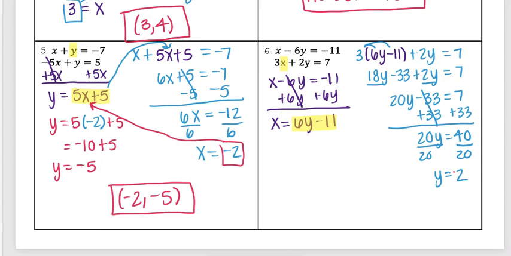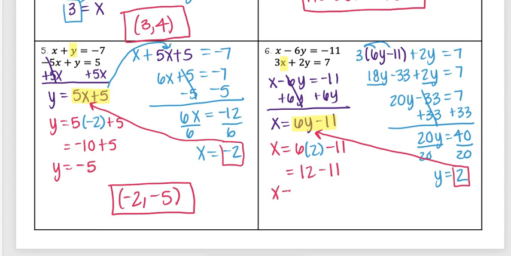So I have that value. Now I need to find what my x value is. So using the equation I already isolated, I'm going to substitute this value for 2 into my y. So now instead of 6y, I'm going to have 6 times 2 minus 11. Well, 6 times 2, I get 12. So I get that x is equal to 1. So I have my x value, I have my y value. Very last step, I am going to put that as an ordered pair.